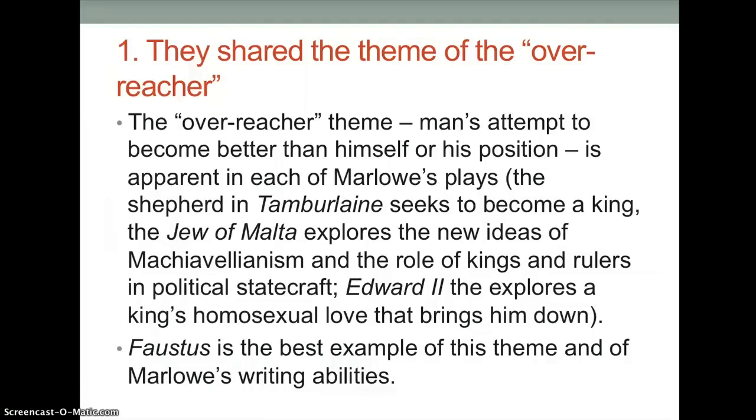So in Tamburlaine, a shepherd seeks to become a king. In The Jew of Malta, he explores the ideas of Machiavellianism, which were new at the time and very risky, the role of kings and rulers in political statecraft, again, going beyond themselves. Edward II, as I said, explores a king's homosexual love, and that brings him down. And Faustus, Dr. Faustus, is the best example of this theme and of Marlowe's writing abilities.